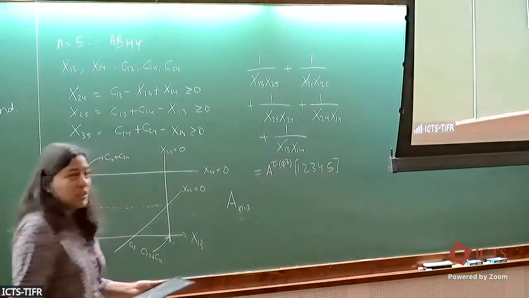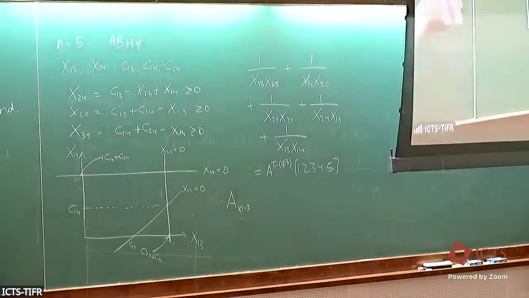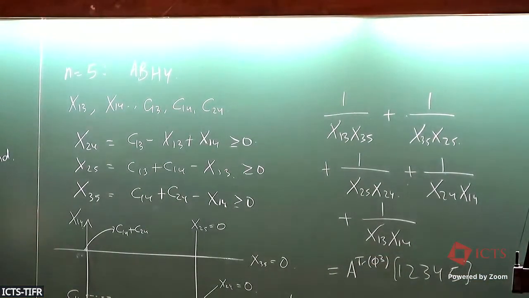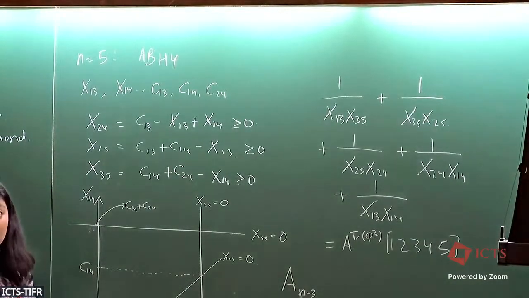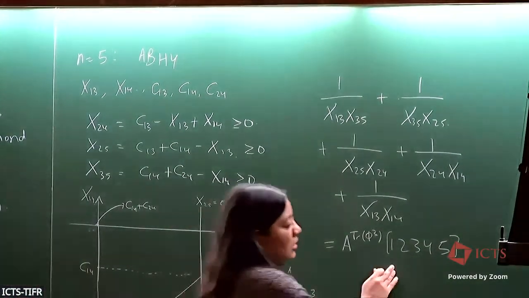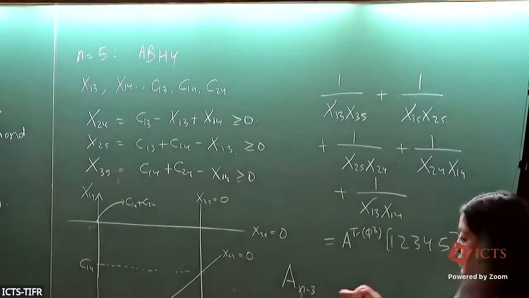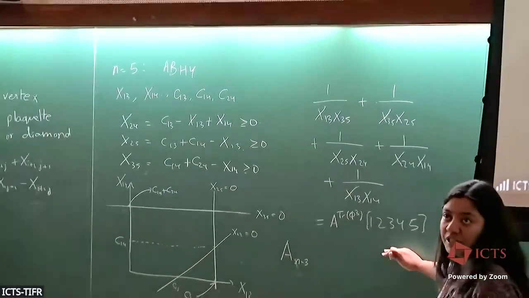Okay, so nothing mysterious here. You can literally use your kinematic mesh to choose variables, to write down equations that will carve out your associahedron. Canonical form on the associahedron gives you the amplitude for trace phi cubed.